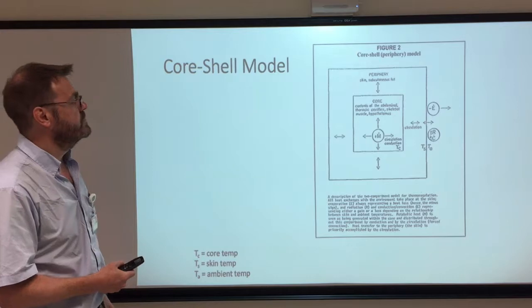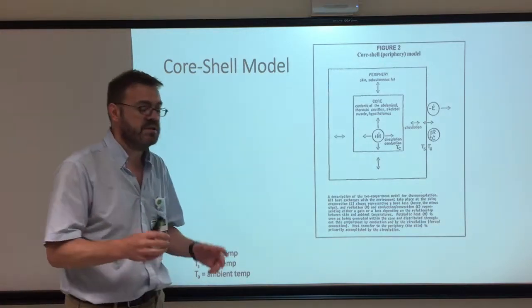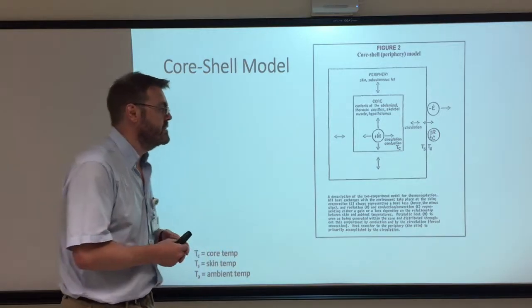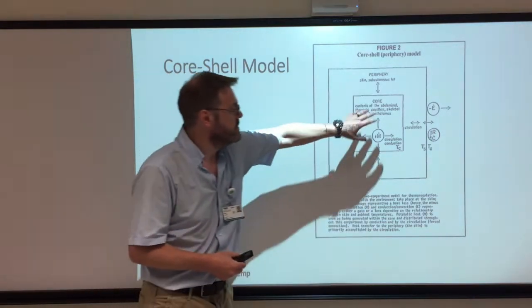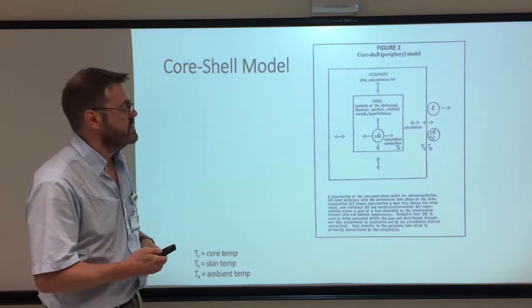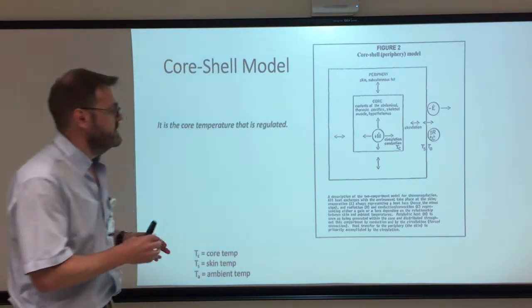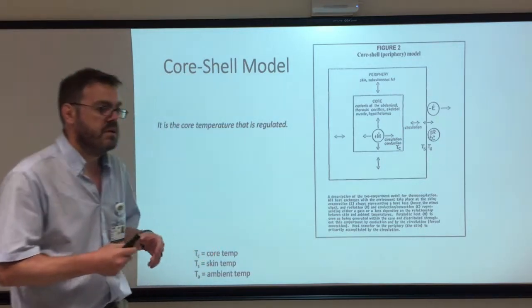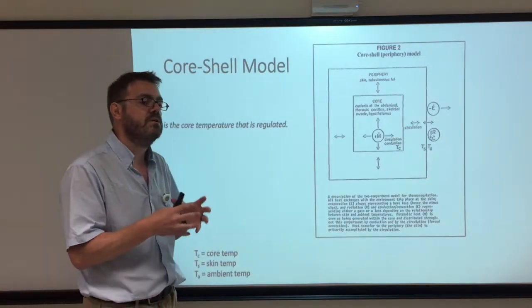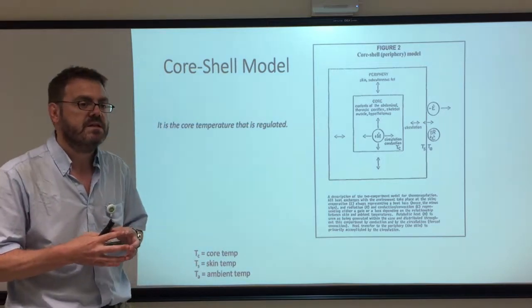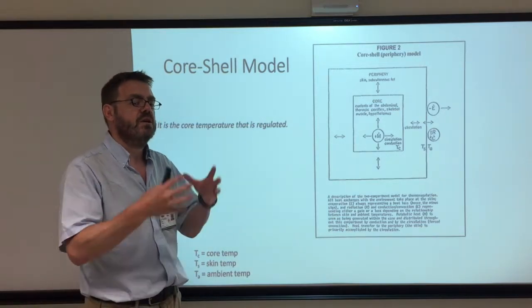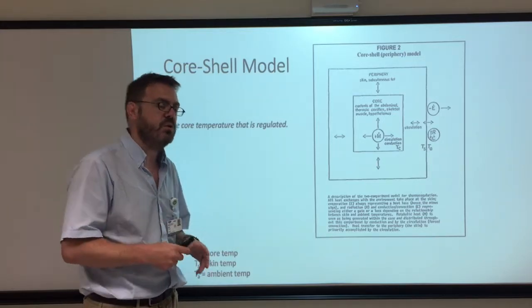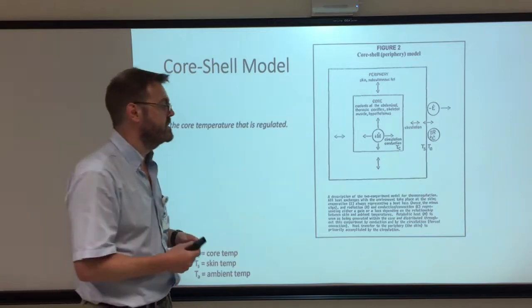So we come here now to the core shell model, and this is a model of how your body regulates heat, and it has two parts to it. It has the core, which is what is regulated. That is where your heat is generated, and it is the amount of heat that you generate that is generally regulated. So when you're cold, you're going to end up trying to create more heat. When you're hot, then you try and lower your heat production and get rid of the excess.